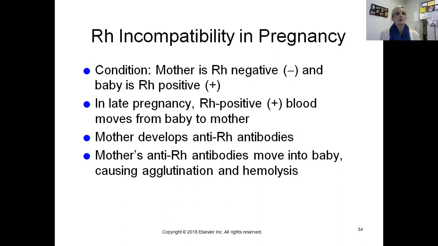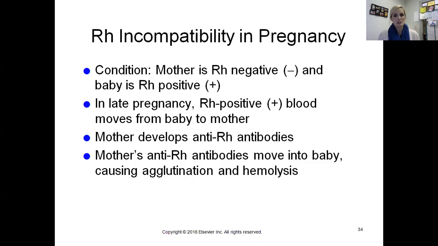What happens is in late pregnancy, the Rh positive blood will then be transferred from the baby to the mother. Because again, in pregnancy, a fetus and a mother will share blood. So the mother will actually start to develop anti-Rh antibodies, recognizing that as something that is foreign. The mother's anti-Rh antibodies will move into the baby, almost fighting off that baby because the mother's blood sees that as something foreign in that situation. So it causes that agglutination, which again is clumping, and hemolysis, so the killing off of those red blood cells, and eventually can lead to the killing off of that fetus.